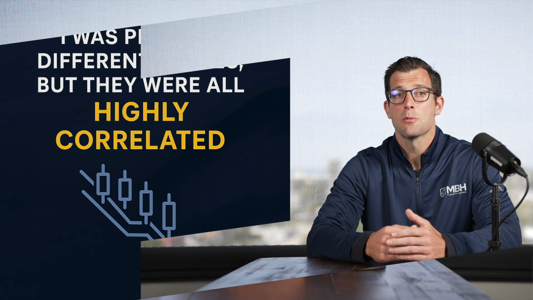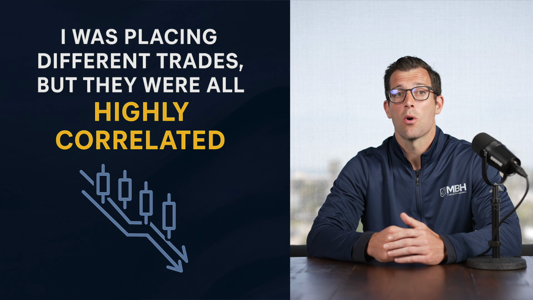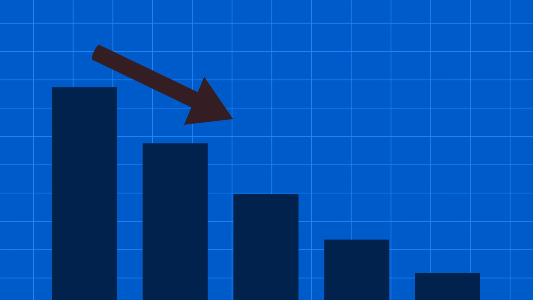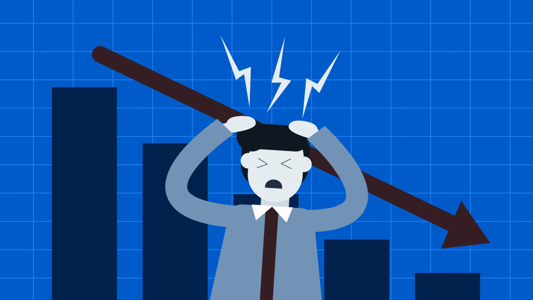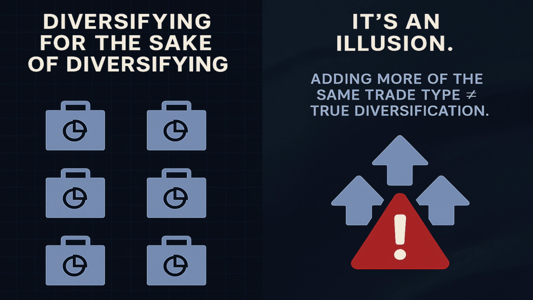Wrong. I was placing different trades, but they were all highly correlated. So when the market tanked, everything dropped all at once. If your portfolio is built that way, you're just amplifying your risk. I call this diversifying for the sake of diversifying. This is an illusion, and you're adding more of the same type of trades to your portfolio.